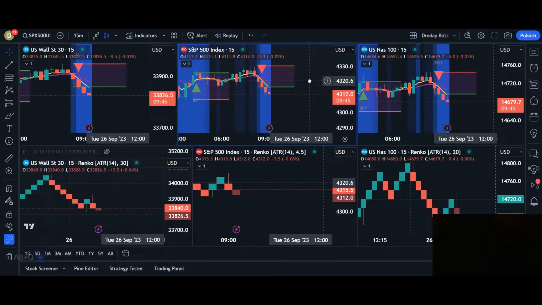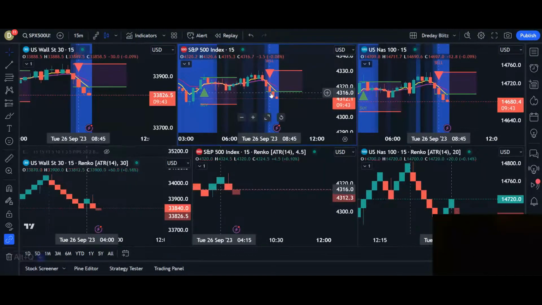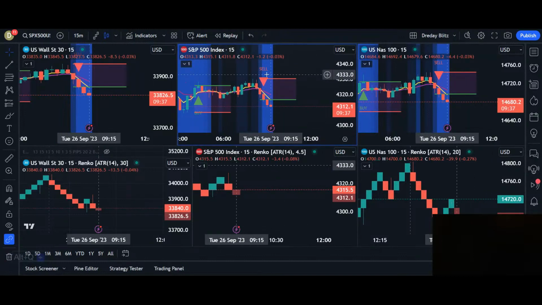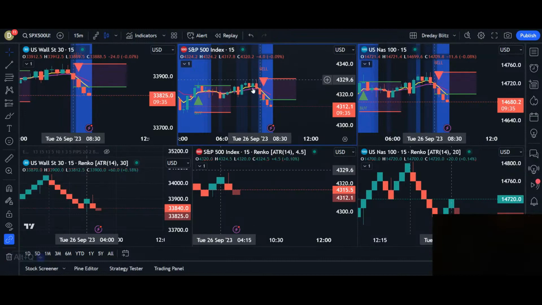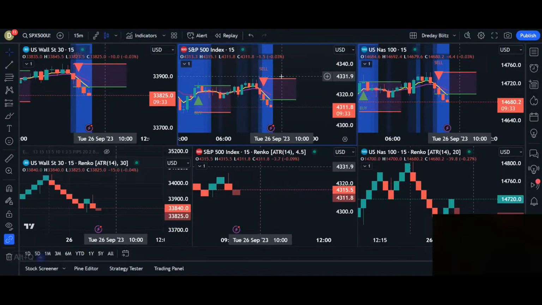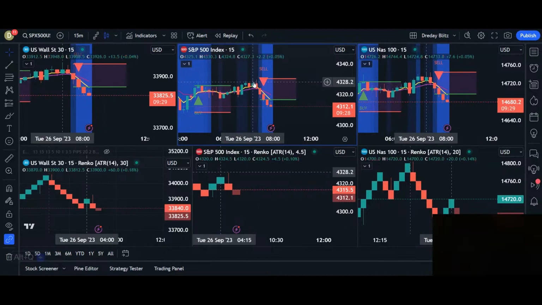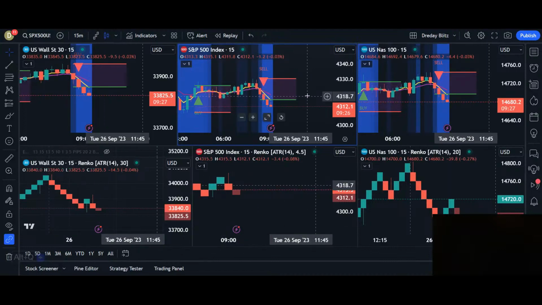So how do you enter the trade? You wait for the signal to come in, you take your position, and then you put your stop loss at the previous swing. The previous swing is right there, and as you can see, there's a line here, and that's the previous swing. So that's the previous high off of that move.